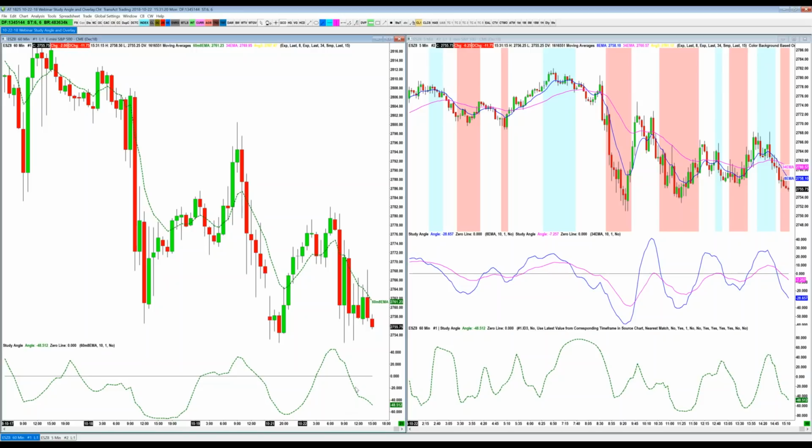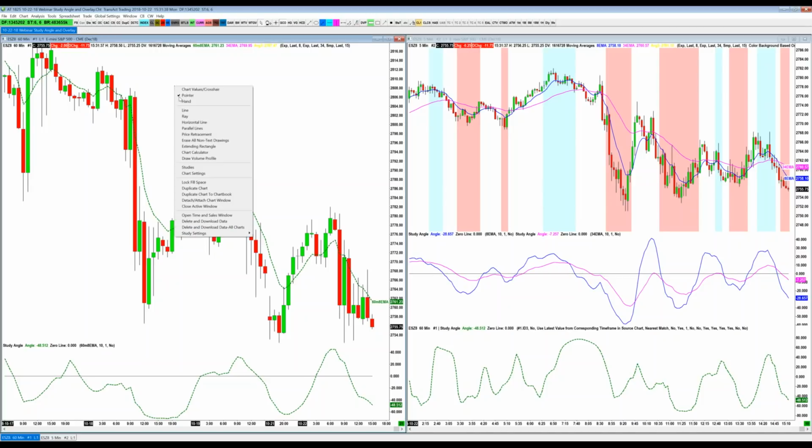Now sometimes people ask us about how they can make decisions based on slope or angles or whatever. Sierra has a study that's called Study Angle that allows you to measure an angle from a point X number of bars back to the current point and then yield a value. So in this case right now it's -48.